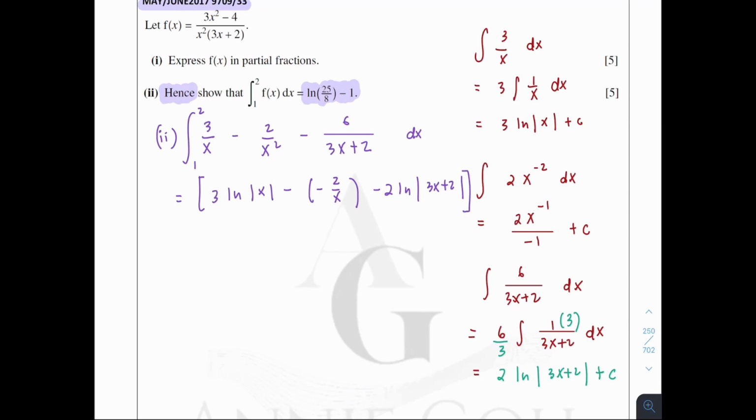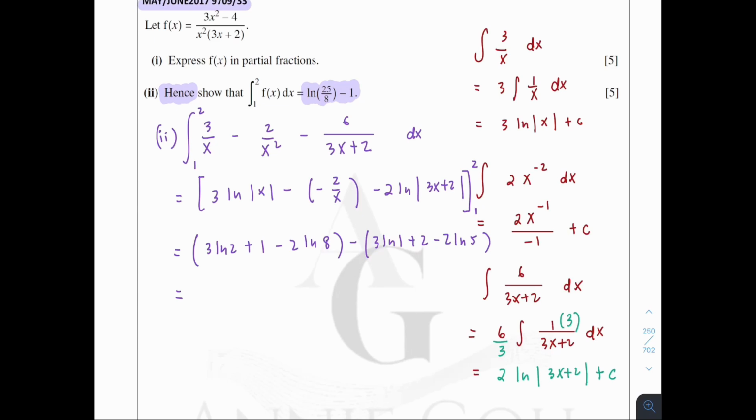Now what we need to do is sub in the limits from 1 to 2. First of all, we need to sub in the number 2 into the x. Then we will get 3 ln 2 plus 1 minus 2 ln 8, minus, substitute the limit of 1 into the x, you get 3 ln 1 plus 2 minus 2 ln 5. And what we are supposed to do now is just simplify the answer to what is requested by the question here.